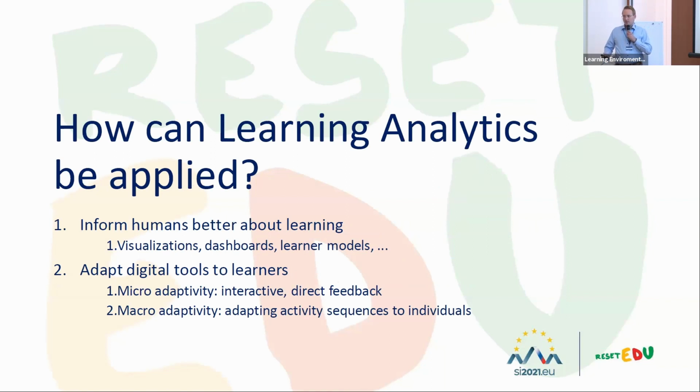And for the second part, for the adaptation of digital tools, we can do two types of adaptivity. The first one is called micro-adaptivity, and this is basically direct feedback. So while you are working on a task, you already get feedback on that. And the second one, which we also heard in a previous talk today, is called macro-adaptivity. So this means adapting a sequence of activities to individual learners. So it's the same end goal, but the learning paths towards there are different.